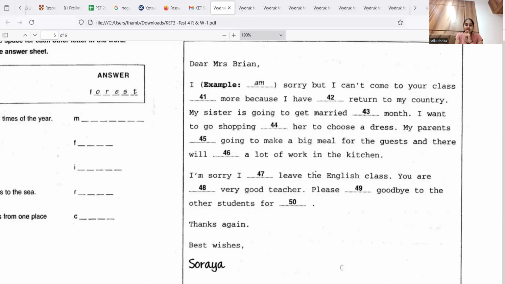'Can't' and 'able' should not come together. I am not able to, or I cannot. That way. So, I am sorry, but I can't come to your class anymore. 41 is 'any'. Write it down. 41 is 'any'. 'Any more.' You underlined 'any'. Okay, any more. Because I have... easy 42. Can you give me the 42?